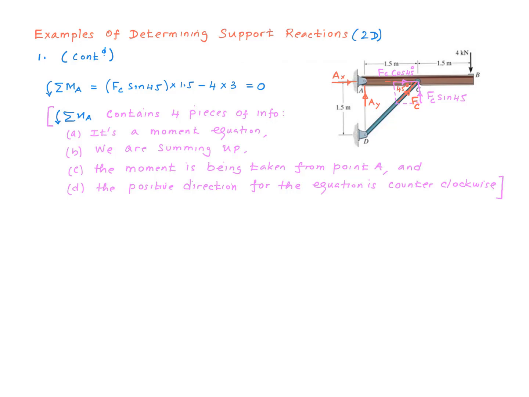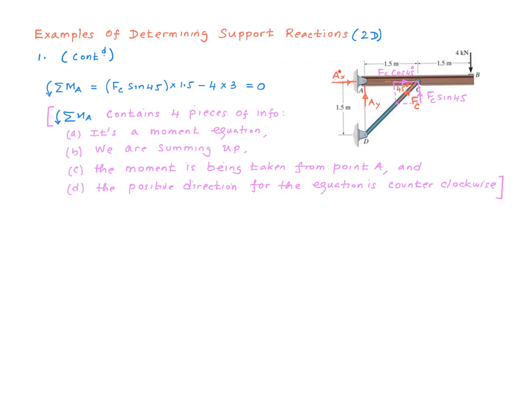So what are the forces acting on the beam? AX, AY, FC sine 45, FC cosine 45, 4 kilonewton. So there are 5 of them. Now remember, we don't have this FC anymore, right? We replaced this with the two components, FC cosine 45 and FC sine 45.